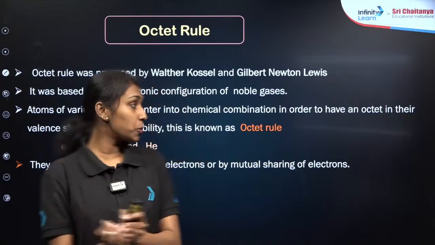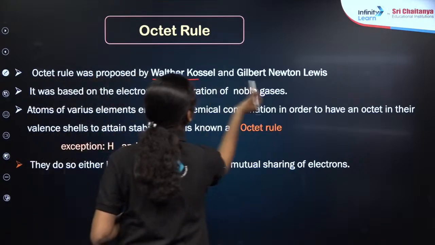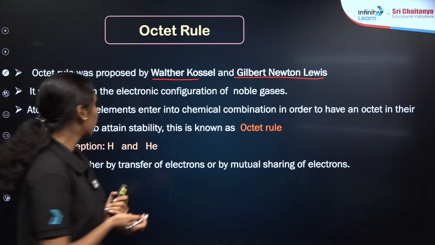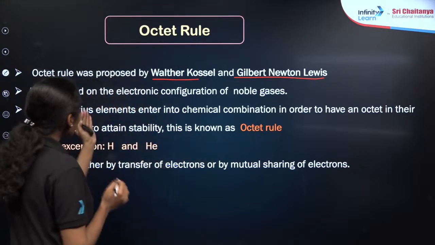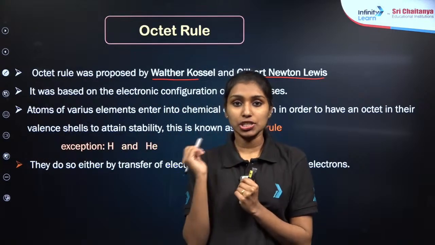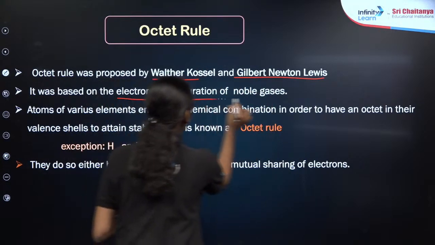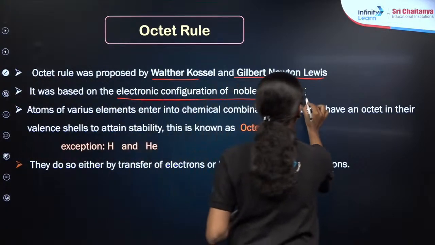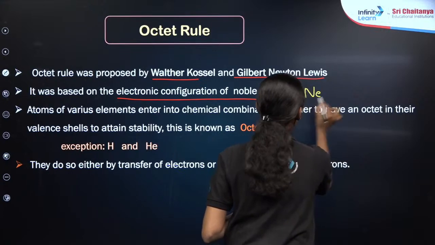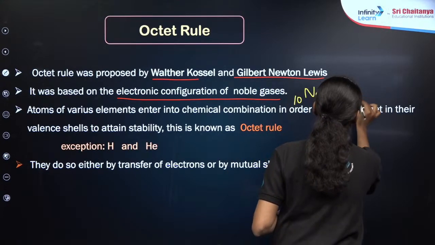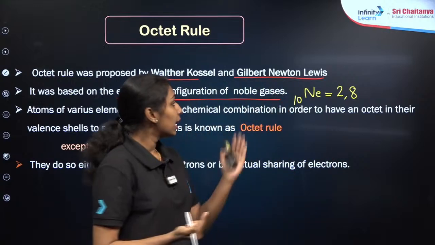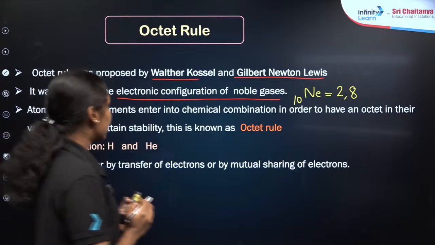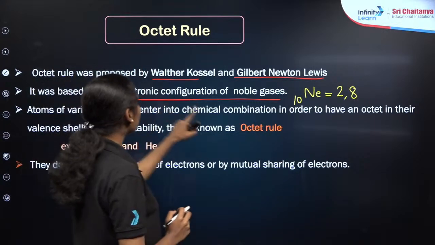This octet rule was proposed by Walter Kossel and Gilbert Newton Lewis. That is why this rule is also known as the Kossel-Lewis approach. What did he discuss? This octet rule was based on the electronic configuration of noble gases. For example, if I take neon, what is the atomic number of neon? 10, right? Which means its configuration is 2, 8. Its valence electrons are 8, that is, octet electrons. It has the stable octet configuration and does not undergo any chemical reactions. That's why the octet rule is based on the electronic configuration of noble gases.